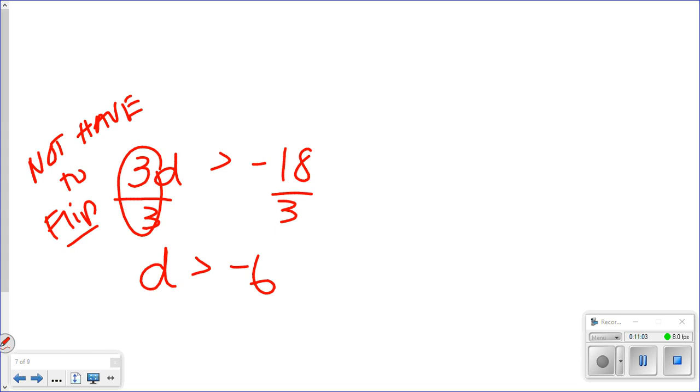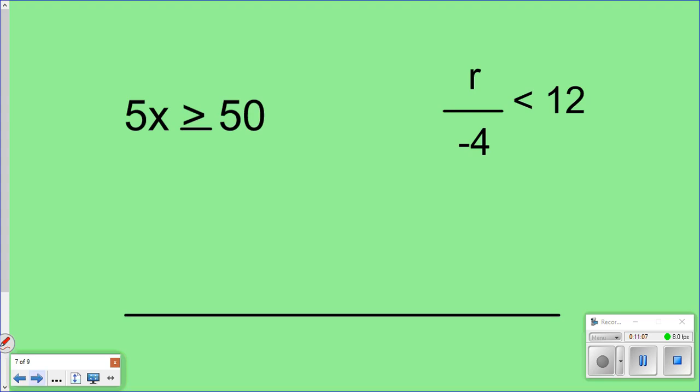Okay? So far, so good? You try these 2 by yourself. Make sure you're writing your answer in the correct format, please.